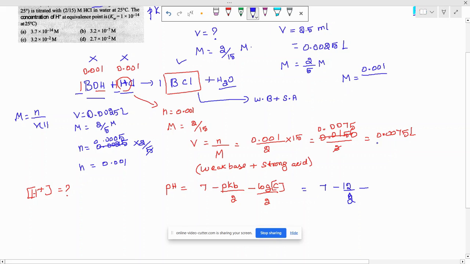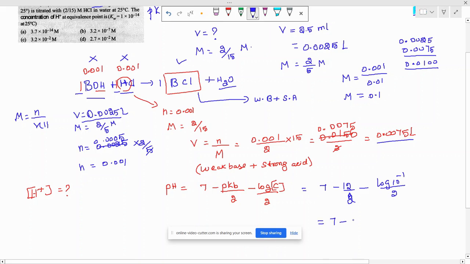And here, look at this. We have taken some volume, additional volume is there. So already 0.0025 liter is there and then 0.0075 liter is there. So total volume will be 0.0025 and 0.0075. So totally it will be 0.010. So it will be 0.01. So finally the molarity of the salt formed will be 0.1. So log C will be log of 10 to the power minus 1 divided by 2.